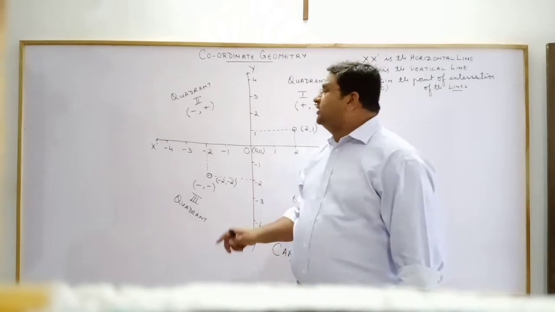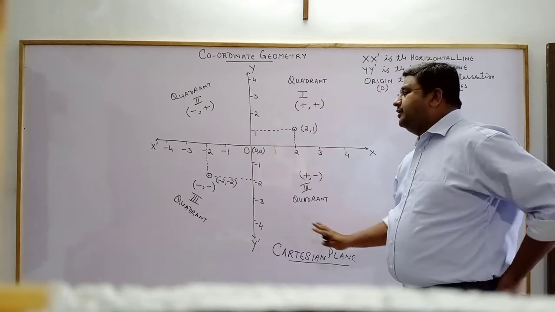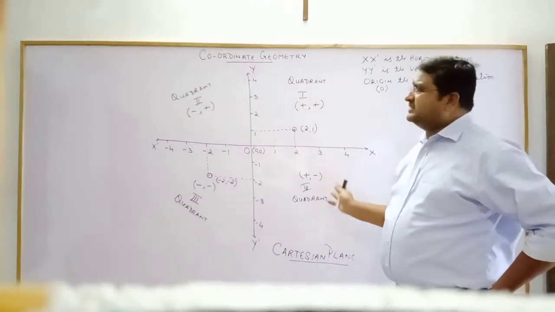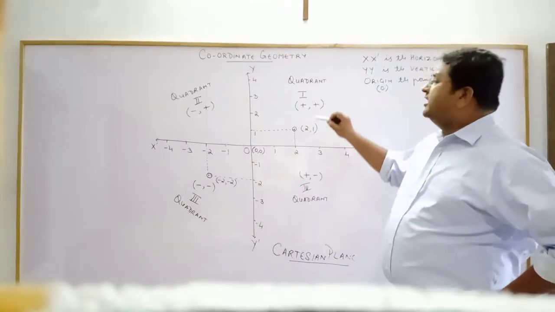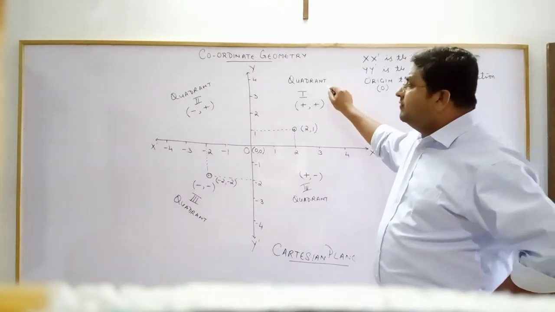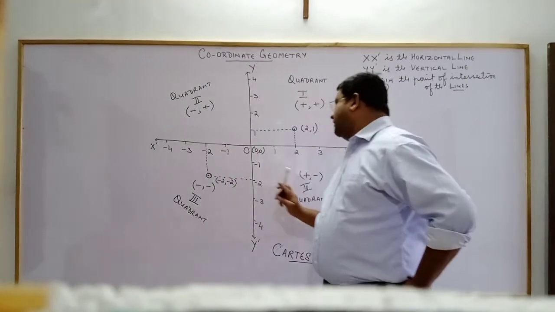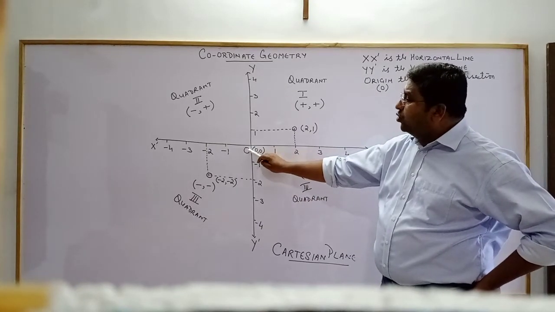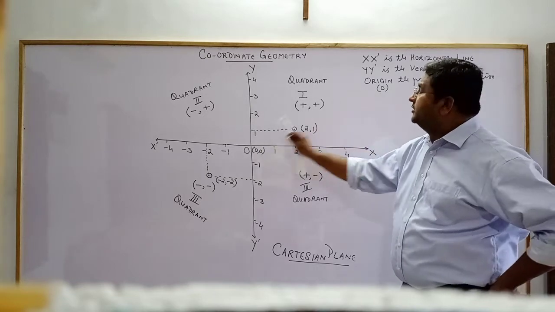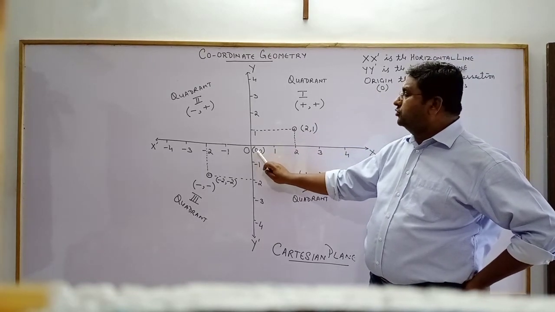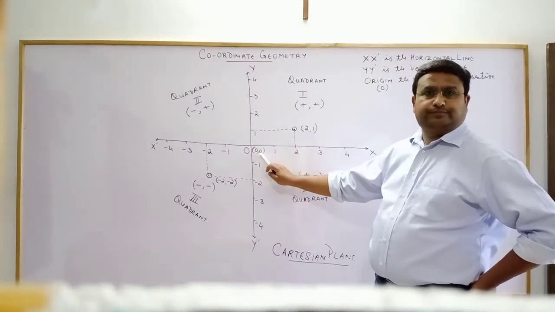Clear, students? So this is your plane which is being divided into 4 parts by the horizontal line and the vertical line, x-axis and y-axis. Each of these 4 parts is known as quadrant. First quadrant, second quadrant, third quadrant, fourth quadrant. The point of intersection of the 2 axes is known as origin. Symbol of origin is O, and the coordinates of origin, x is 0, y is also 0, so 0, 0.